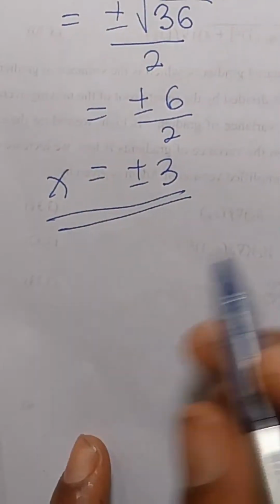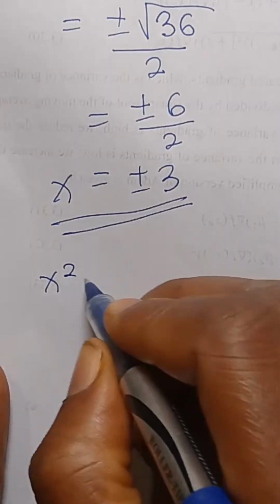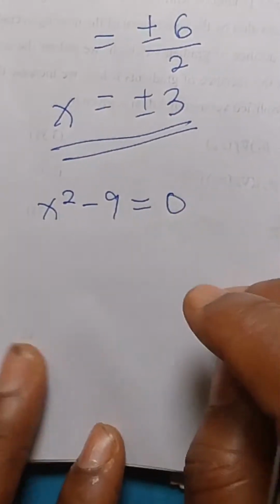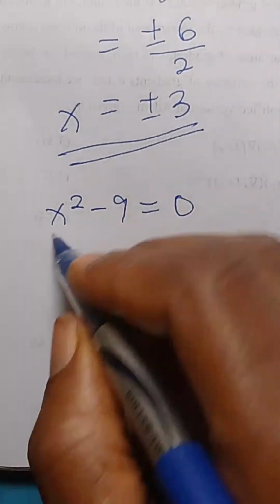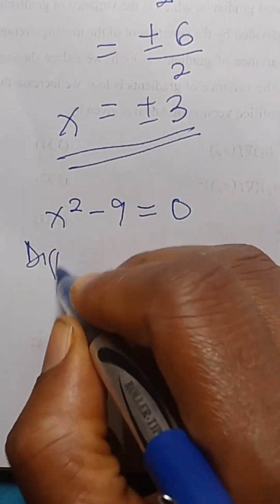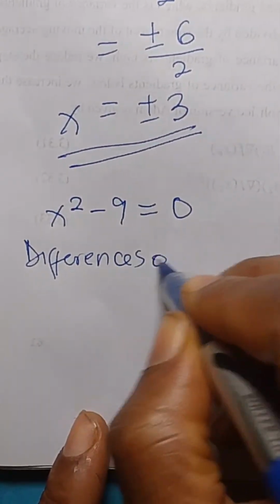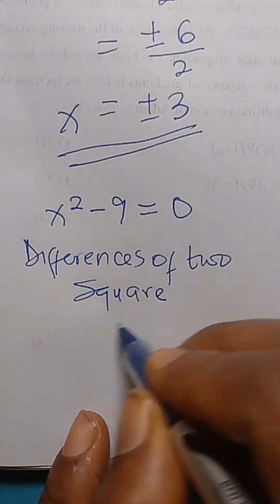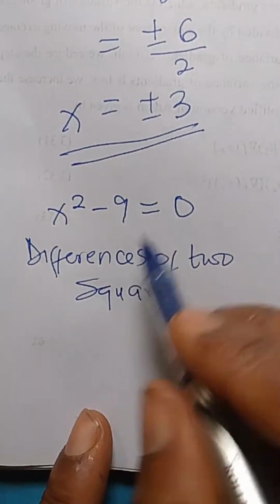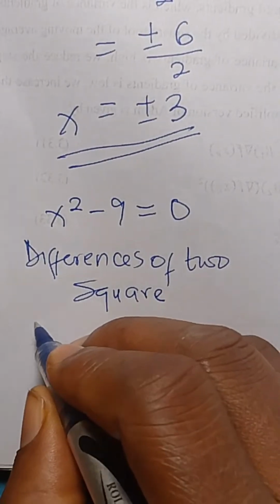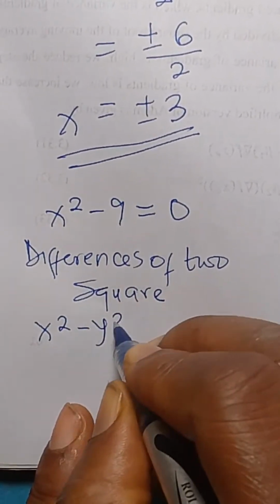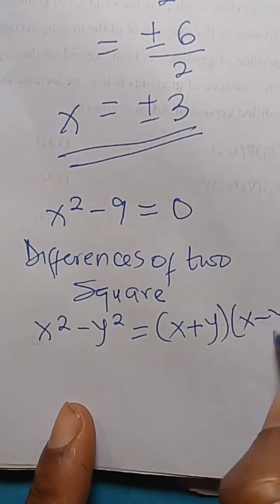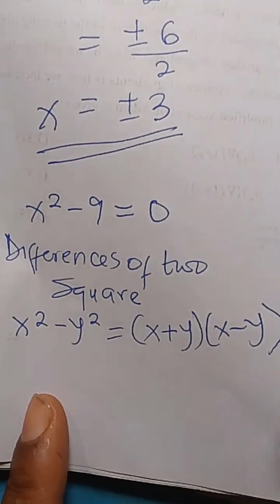Now, there's another way of solving it. We have x squared minus 9 equal to 0. We can solve this also using the difference of 2 square. Difference of 2 square is an algebra identity. We can use it to solve this one and save time. So it states that x square minus y square is equals to x plus y bracket x minus y. All right, that is what it states.